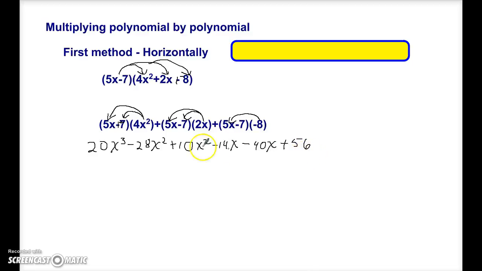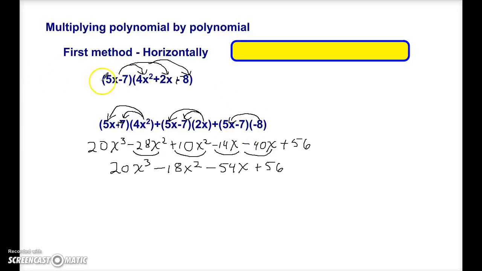Now I have to go through and see if there are any like terms I can combine in order to simplify this. So 20x cubed, that's the only x cubed, so I'll just rewrite that. And then negative 28x squared plus 10x squared gives me a negative 18x squared. Negative 14x minus 40x is a negative 54x. And then lastly, I have plus 56. So that would be my answer doing it horizontally.